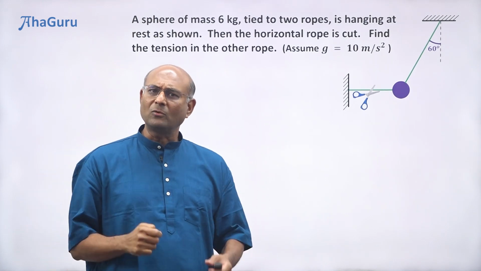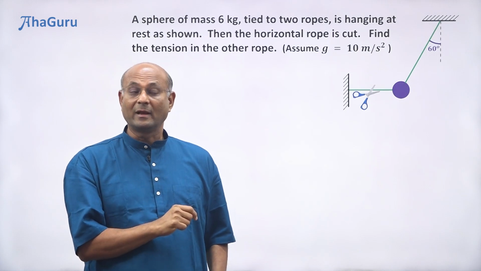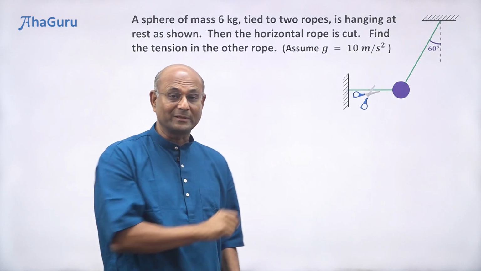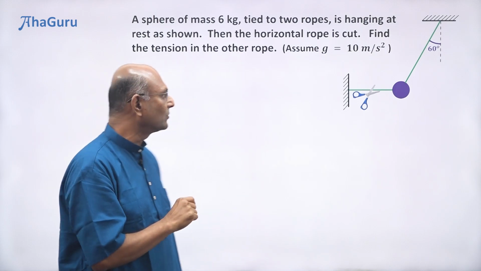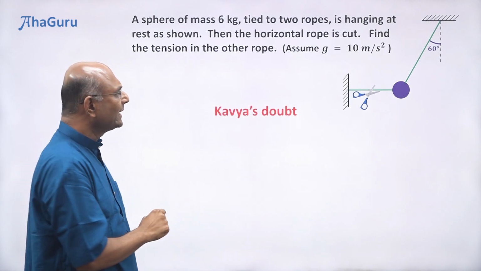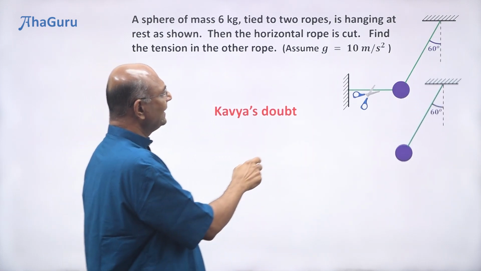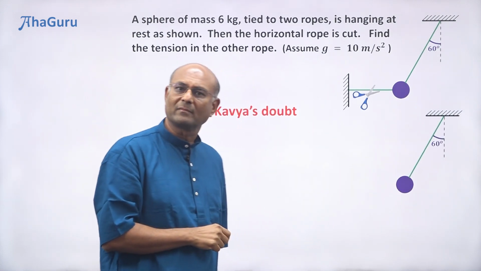So what is this doubt that Kavya had in this question? And how do we solve this question? Before I answer how do we solve this question, let us look at Kavya's doubt. Kavya's doubt is that once you cut this horizontal rope, then effectively you just have this, right?